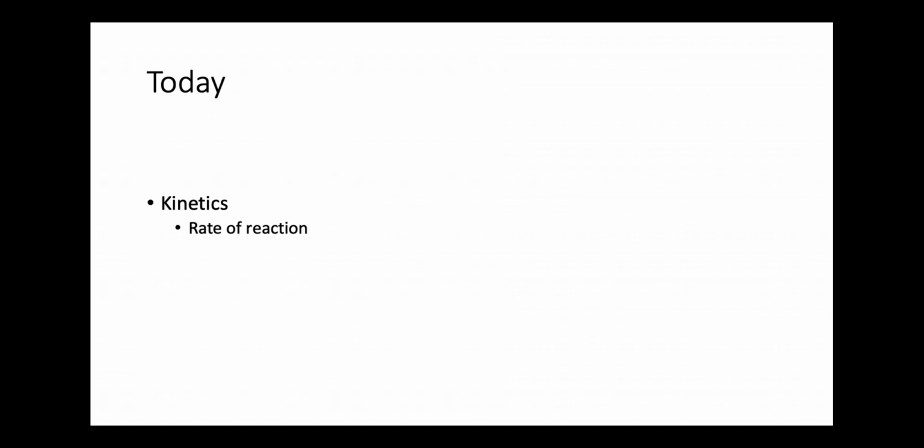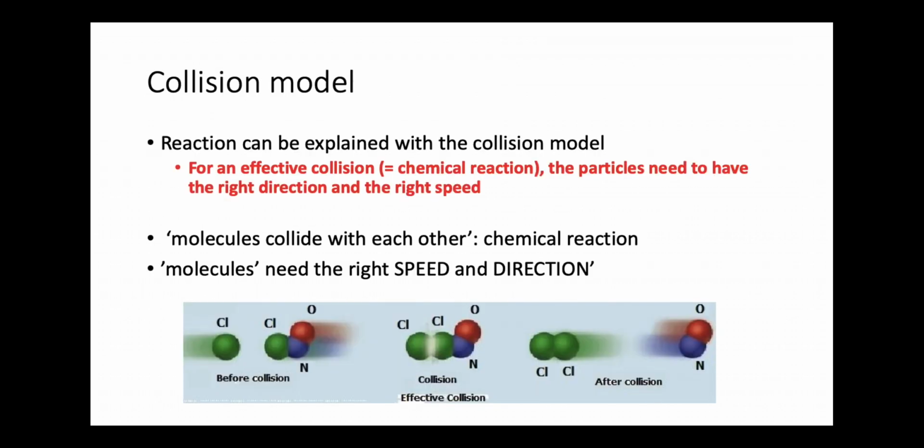So we're going to talk about rate of reaction. As I told you earlier, the collision model. We can explain the reaction with the collision model. For an effective collision, that's a reaction, particles need to have the right direction and the right speed. So molecules collide with each other, and that's what we call a chemical reaction. And the molecules need the right speed and direction.